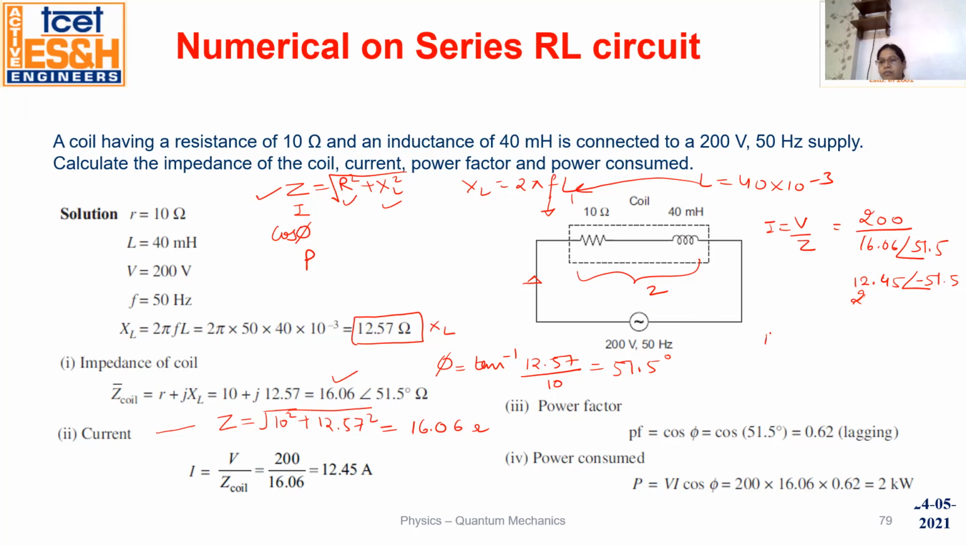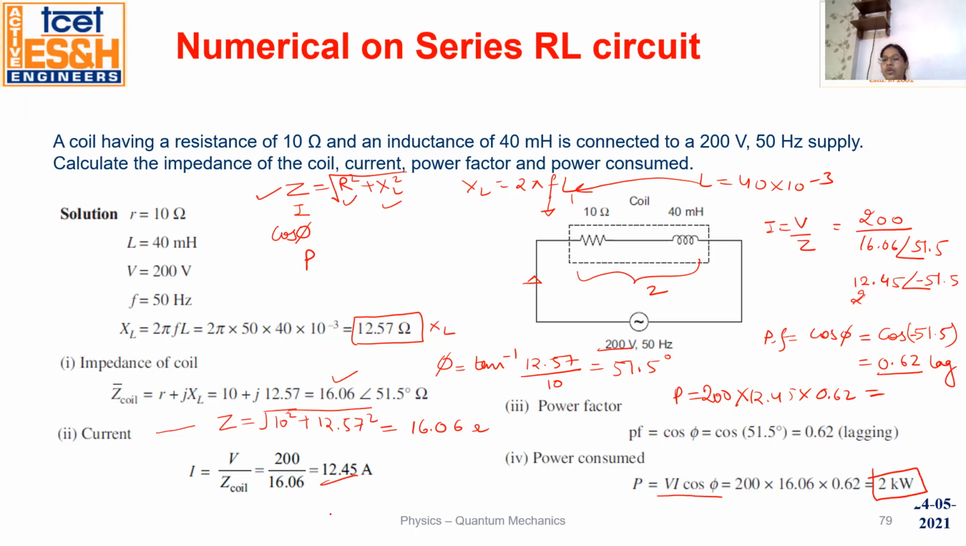So now power factor is equal to cos phi, and it is cos of 51.5, which is equal to 0.62 lagging. And the total power is equal to VI cos phi. So V is 200 volt, current is 12.45, and cos phi is 0.62. So the total power, which comes after solving, is 2 kilowatt.